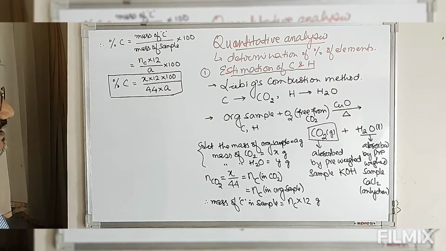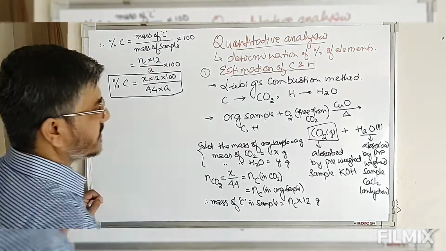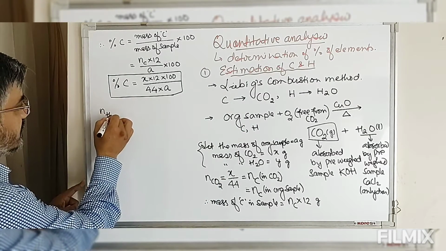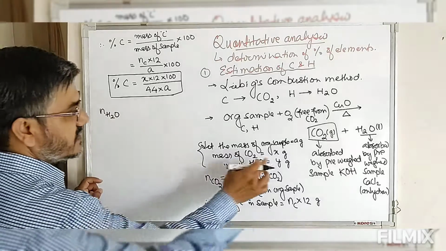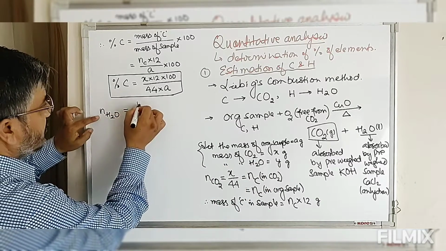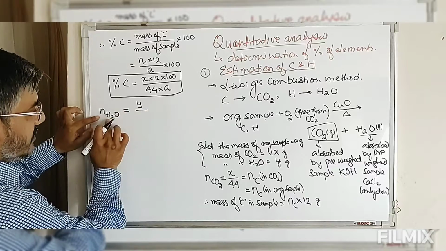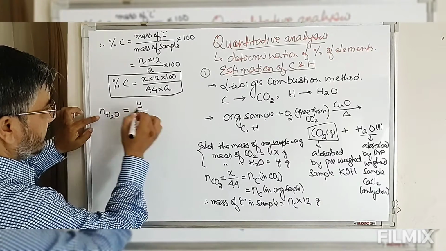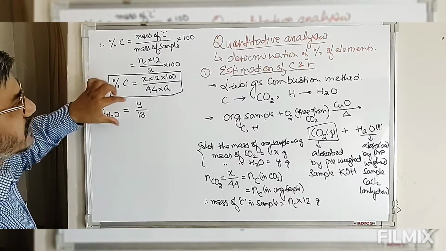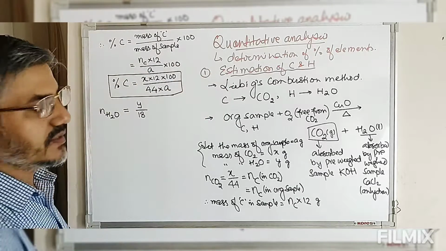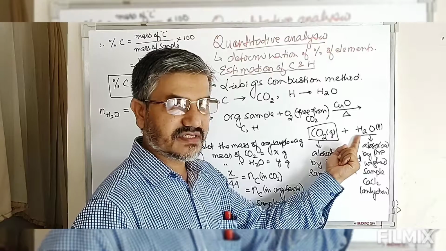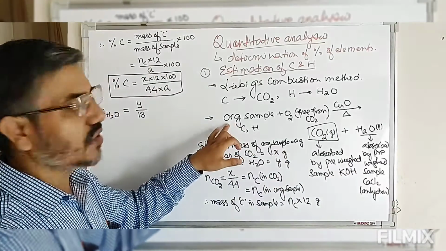Similarly, now we have to find the percentage of hydrogen. Now let's define the mass of water formed, which is given as Y gram. Therefore, the number of moles of water formed is Y divided by the molecular mass of water, that is 18. So this is the number of moles of water formed in this chemical reaction. Now look at this. All the hydrogen present in this water is exclusively coming from this organic sample.